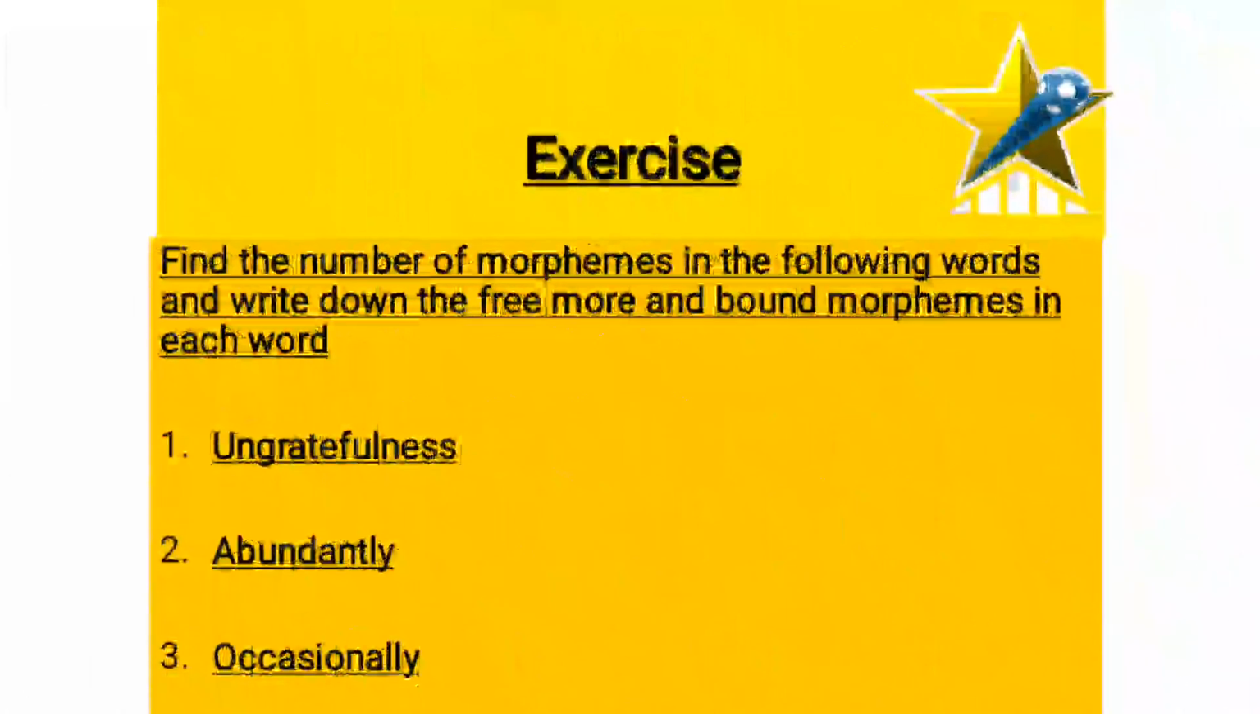Now, test yourself with this short exercise. Find the number of morphemes in the following words and write down the free morpheme and bound morphemes in each word. 1. Ungratefulness. 2. Abundantly. 3. Occasionally.